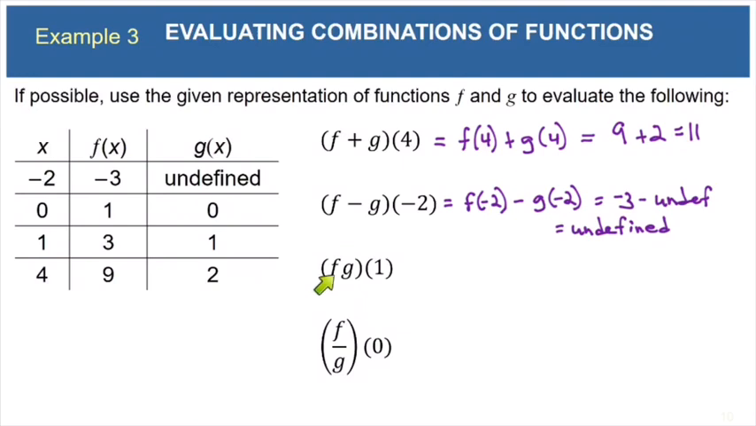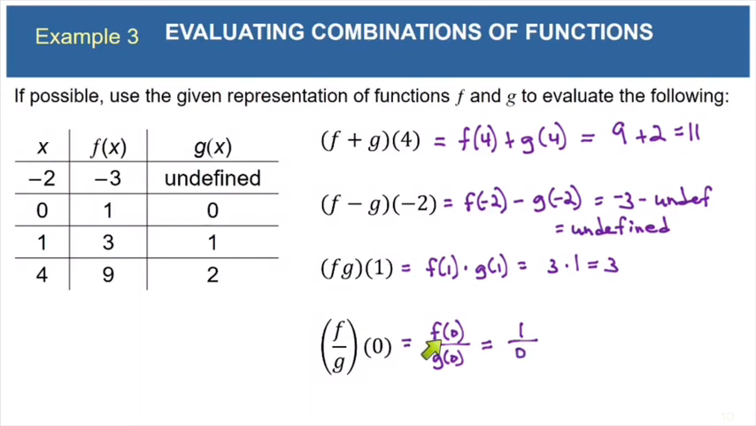On the next part, we have f times g of 1. So of course that's f of 1 times g of 1. So when x equals 1, the f function equals 3, and the g function equals 1. So f of 1 times g of 1 is 3 times 1, which is 3. And for f divided by g of 0, we have f of 0 over g of 0. When x equals 0, the f function equals 1, and the g function equals 0. So f of 0 divided by g of 0 is 1 divided by 0, which is undefined.